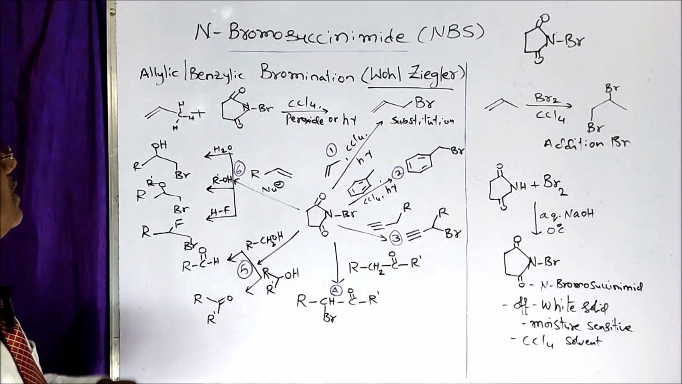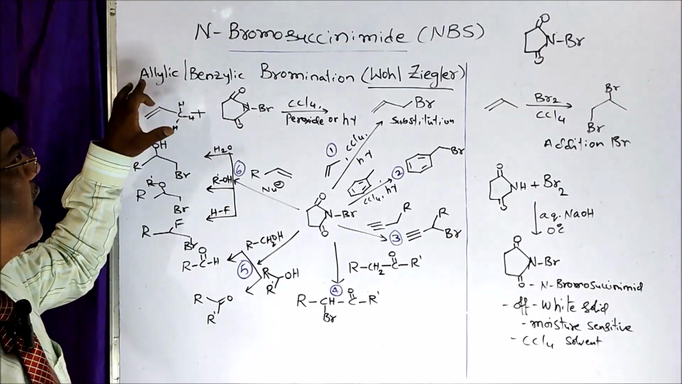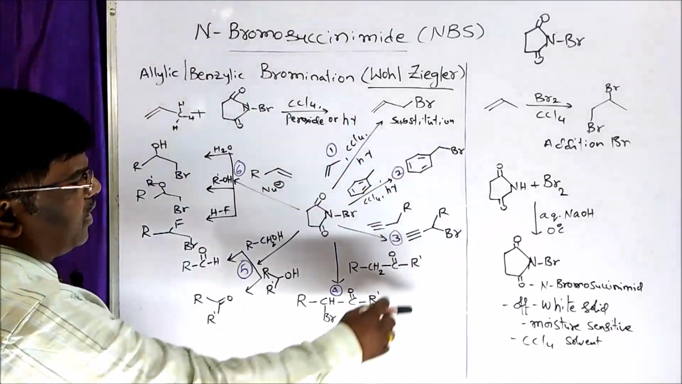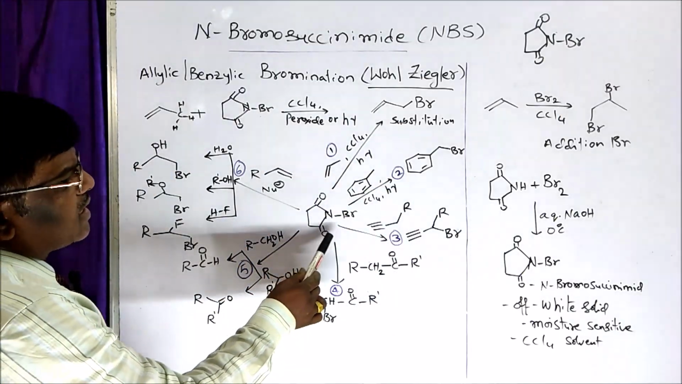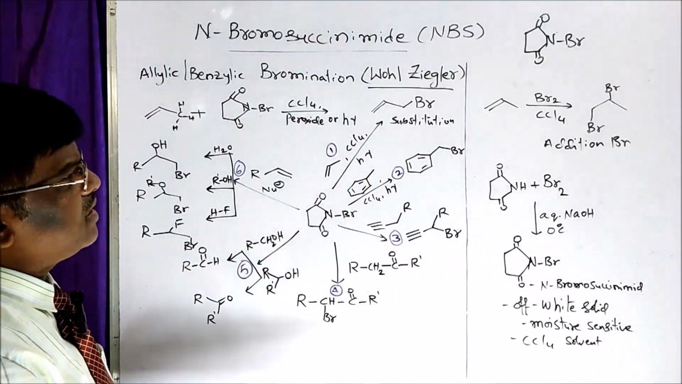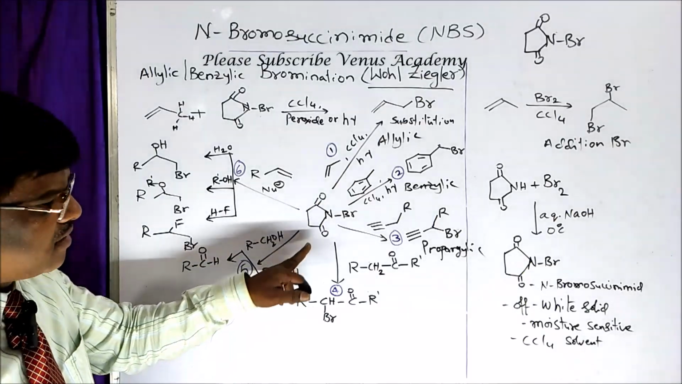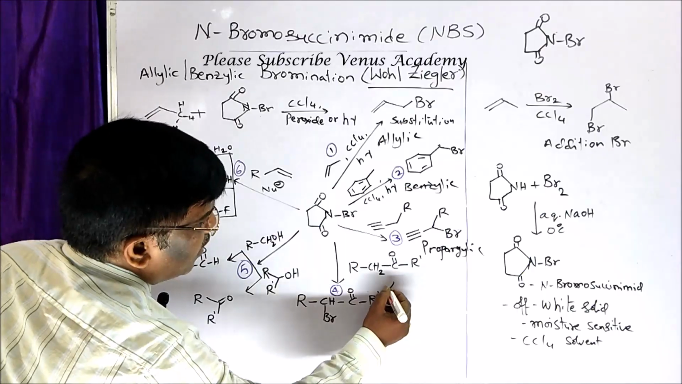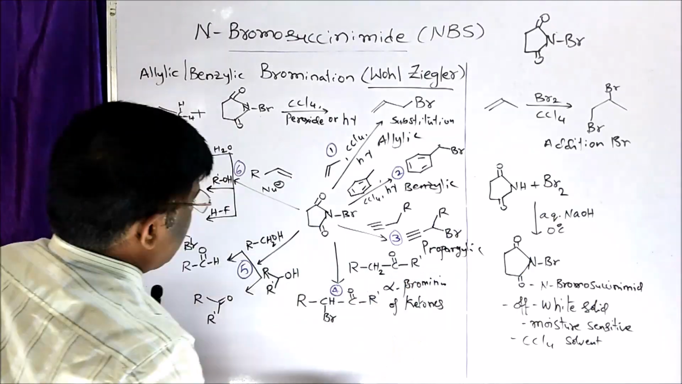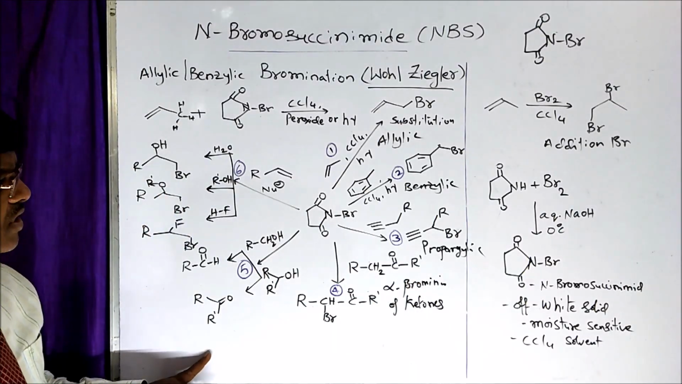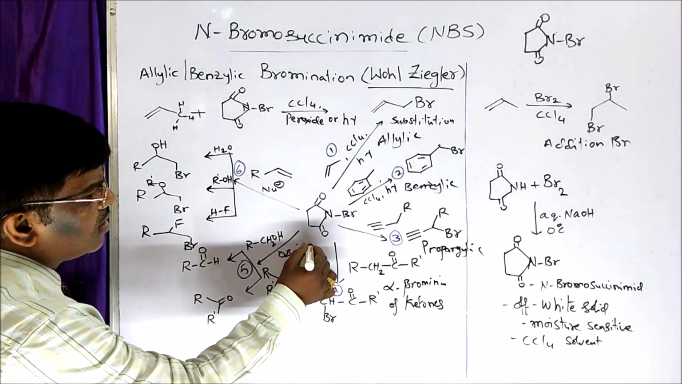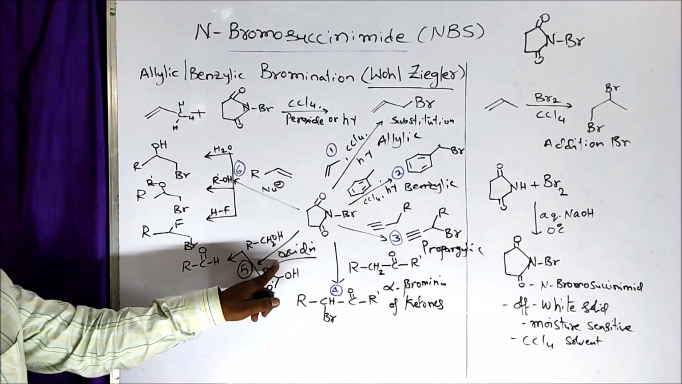Everyone knows that this reagent is usually used for allylic and benzylic bromination. However, there are other reactions where you can use N-Bromosuccinimide. What are the other reactions? Other reactions of NBS are alpha bromination of ketones, and one more important reaction of NBS is oxidation of alcohols. Dear students, oxidation of alcohols.